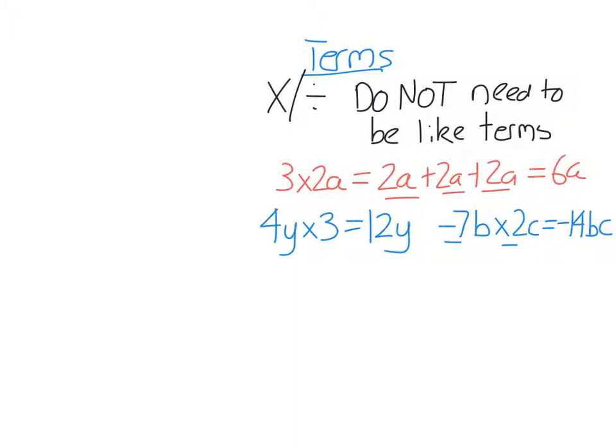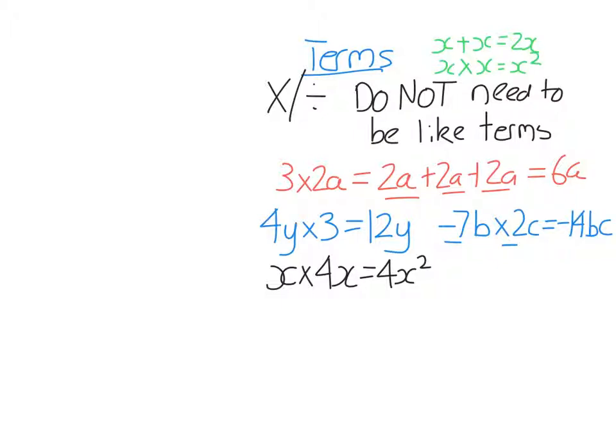Now if I have something like this, x times, say, 4x. So I just write the number 4. Now, x times x is x squared. So I want you to remember this because people always mess it up. x plus x gives 2x, whereas x times x equals x squared. So make sure you know that.